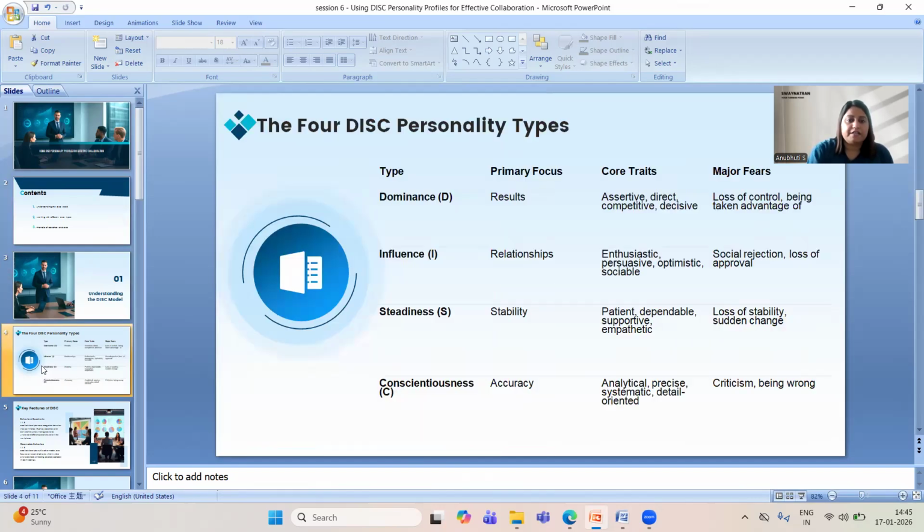Now, the first one is the four DISC personality types. Dominance, influence, steadiness, and conscientiousness are different types, where each has a different primary focus, core traits, and major fears. When we talk about dominance, it primarily focuses on results. As I told you, they are solution-focused people. They talk very directly and they skip the small talk. Their core traits are assertive, direct, competitive, and decisive.